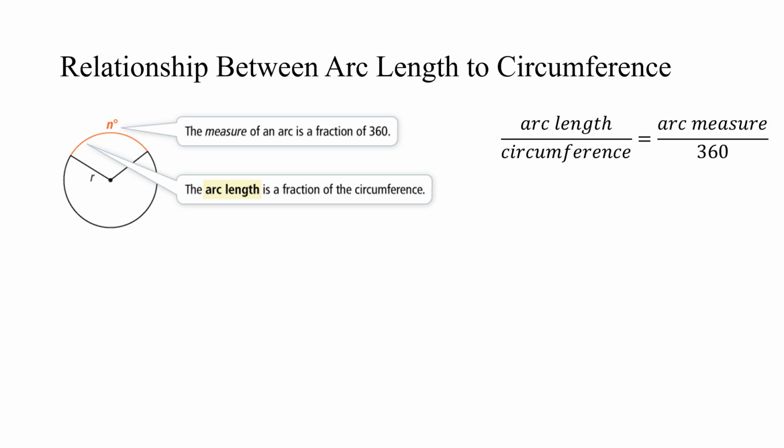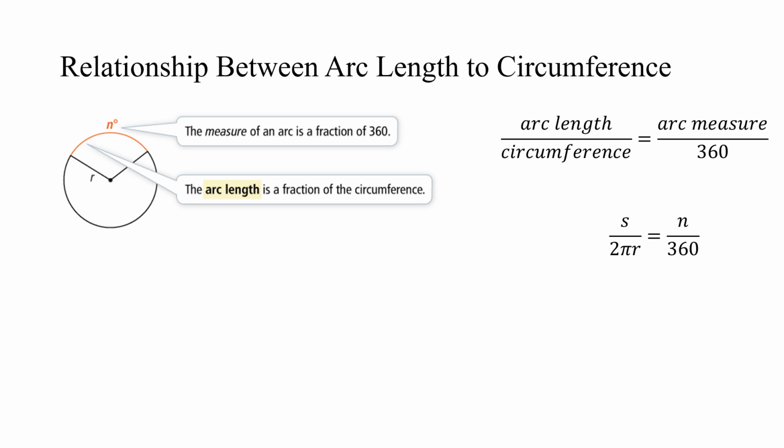I know that the arc length is some fraction of the entire length of the circle. The entire length of the circle gets a fancy name: it's the circumference of the circle. I also know that the arc measure of the arc is also a fraction of 360 degrees. Those two ratios are going to be equal to each other, so I set them equal to each other in an equation that I have on my right.